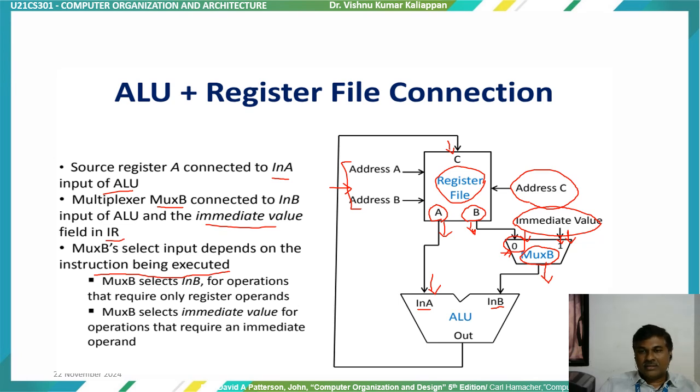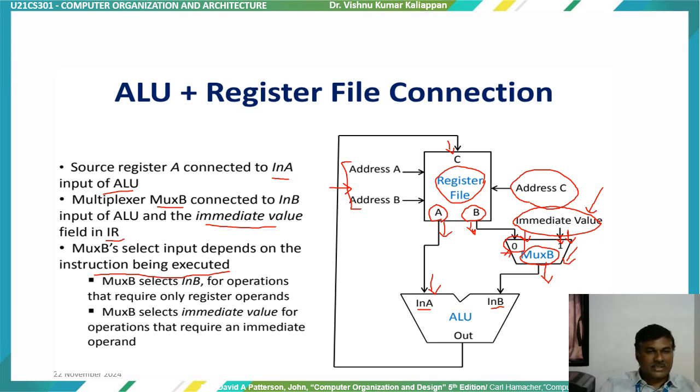So what will this MUX B do? If it is an immediate value, then it will go for this operation. For example, if in your instruction you are fetching data immediately from any of the IO devices, then it will go for an immediate value. Or if you are storing the data in any of the registers, then it will fetch the value from the register file, that is, 0 and 1.